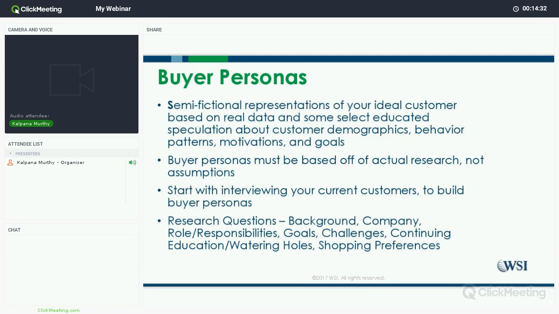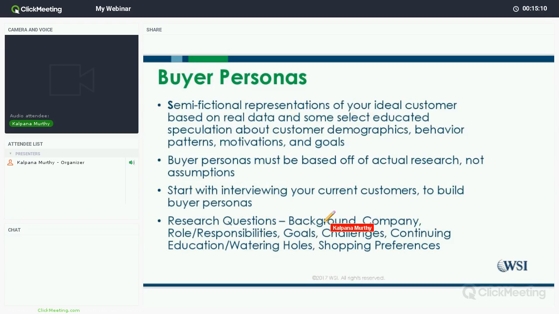Now, what are buyer personas? Buyer personas are really semi-fictional representations of your ideal customer based on real data. So we basically use customer demographics, their behavior patterns, their goals and motivations to build this persona. Buyer personas are not just assumptions. They must be based on actual research. So you have to spend some time on defining these personas for your target market. And the best way to start with that is by interviewing your current customers.